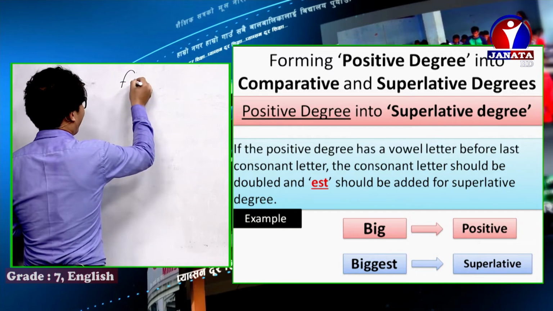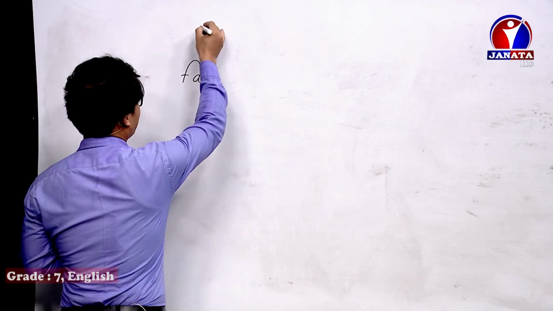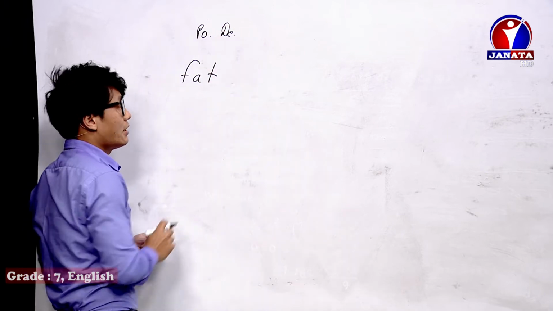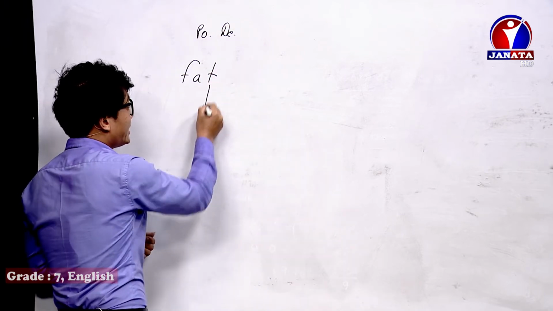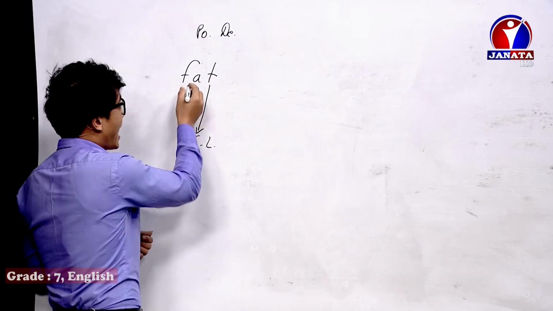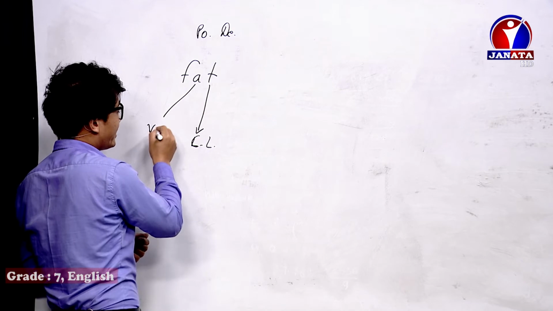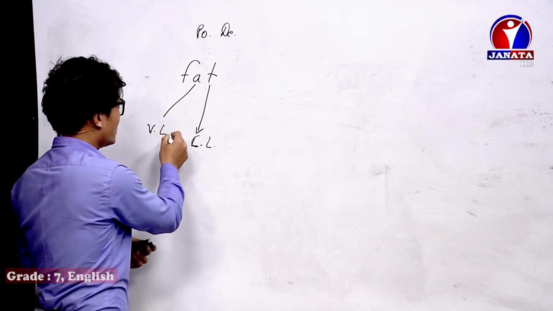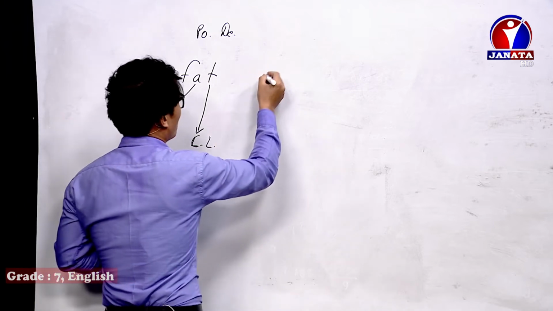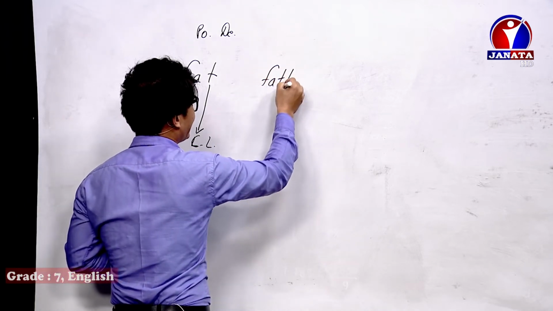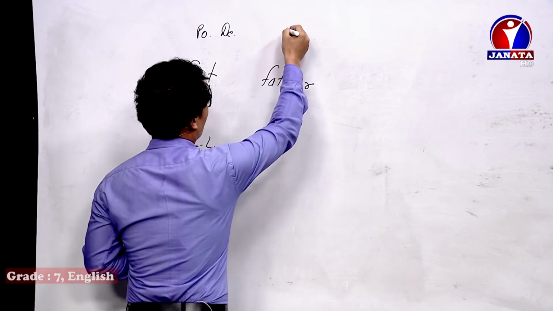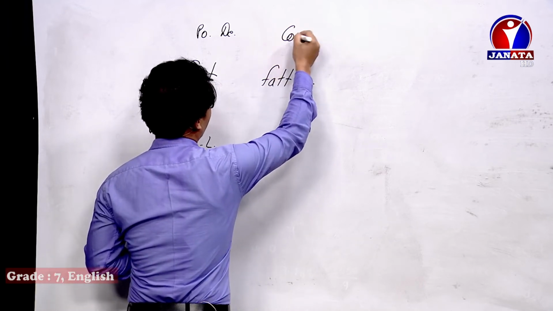Okay, F-A-T, fat. This is positive degree. T is the last consonant letter, and A is a vowel letter. So we need to double this T letter. F-A-T-T. If we add ER here, then it becomes comparative degree.